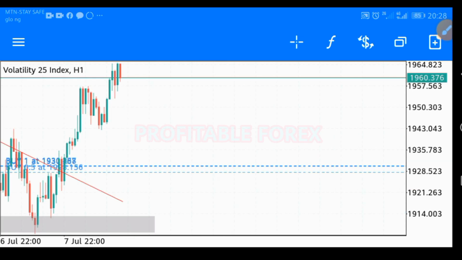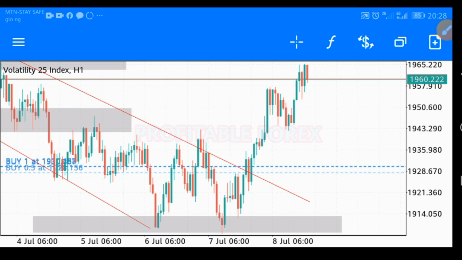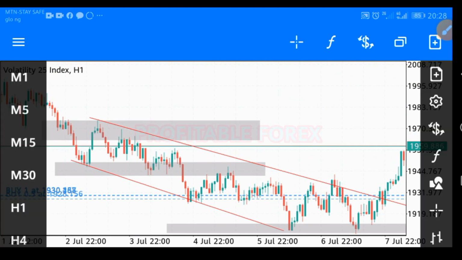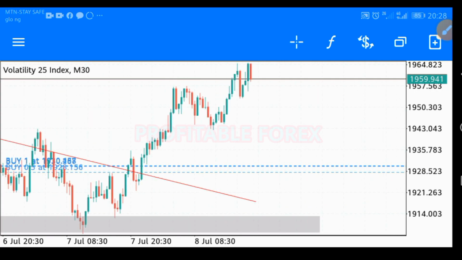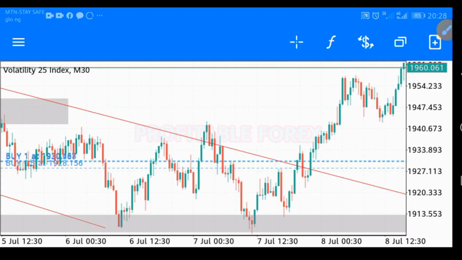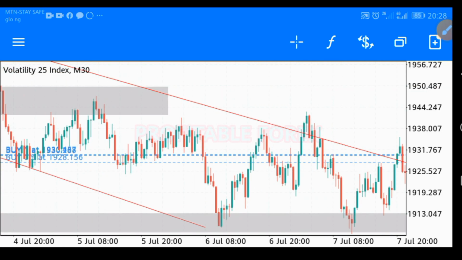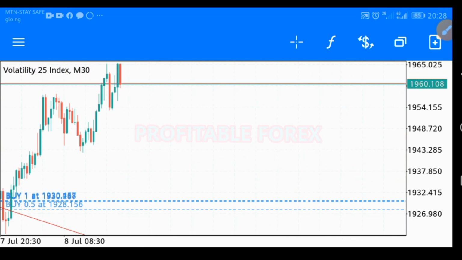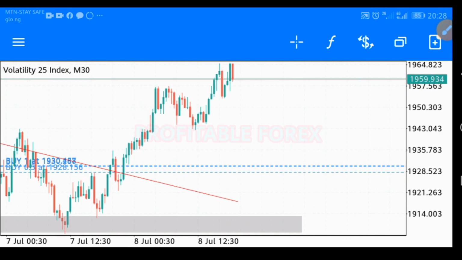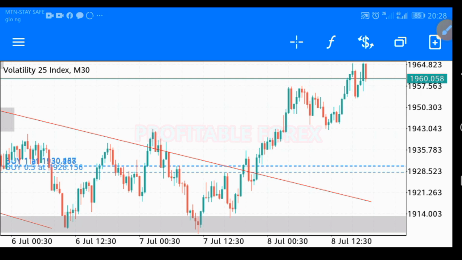So that's how to trade using your price action analysis. You can use this for any asset, guys: your currency pairs, your synthetic indices, even boom and crash. It's all-round, an all-in-one strategy. So that's how to trade.